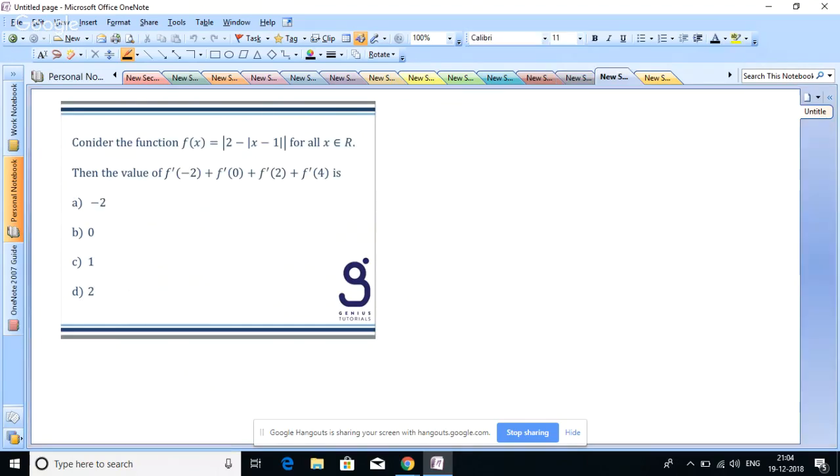Let's move on to the next question. Now this is a very good question, where you have to find the value of f dash minus 2 plus f dash 0 plus f dash 2 plus f dash 4. But before this, you just draw the graph of this function. How to draw the graph of this function?